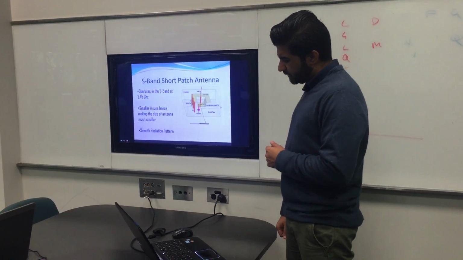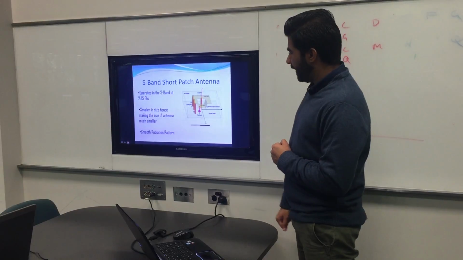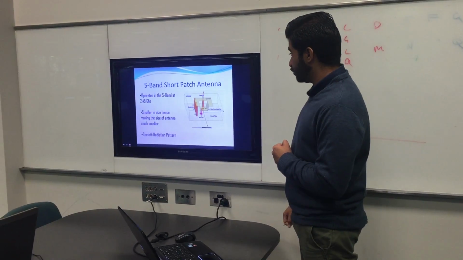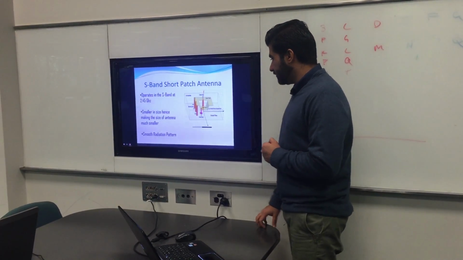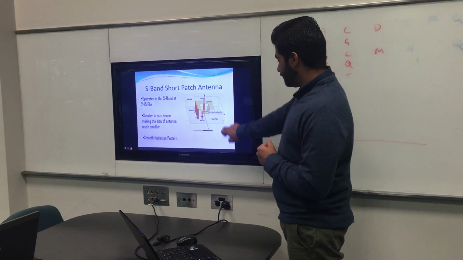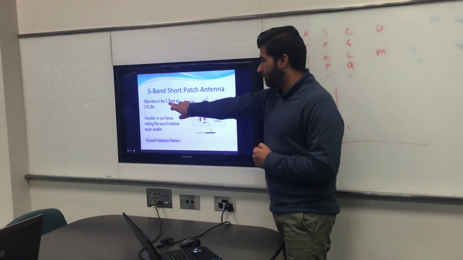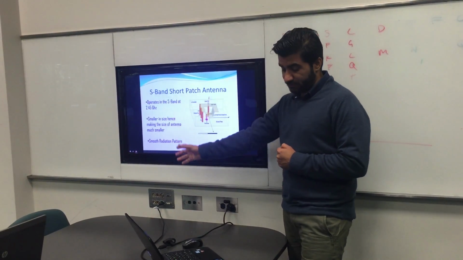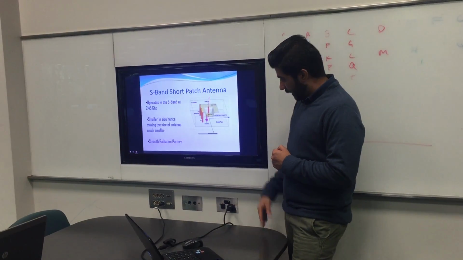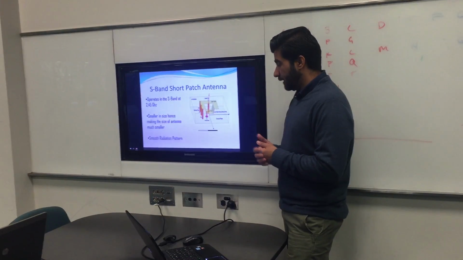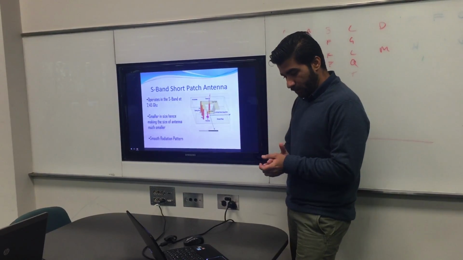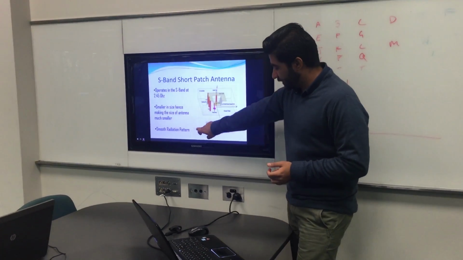The next one is an S-band short patch antenna. As you can see, the configuration of it, and it operates at an S-band of 2.45 gigahertz, which is very small, hence making the antenna much smaller, and it has a smooth radiation pattern.